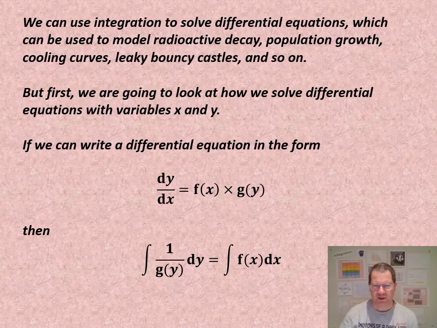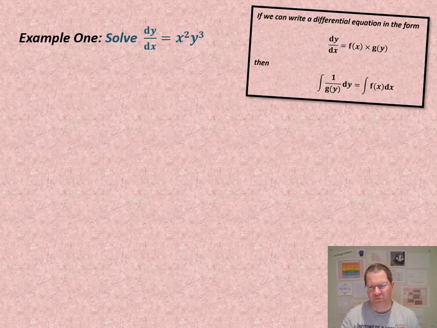But firstly, we're going to look at how to solve differential equations with variables x and y. And if we can write a differential equation in the form dy by dx equals f of x times g of y, i.e. a function of x times a function of y, then we can rearrange it to get all the y's on the left, all the x's on the right, and proceed from there. So we have the integral of 1 over g of y dy equals the integral of f of x dx. So for example 1, we've been asked to solve dy by dx equals x squared times y cubed.